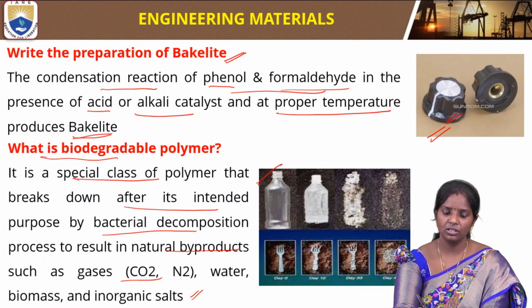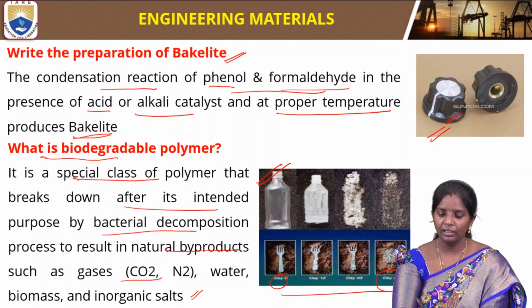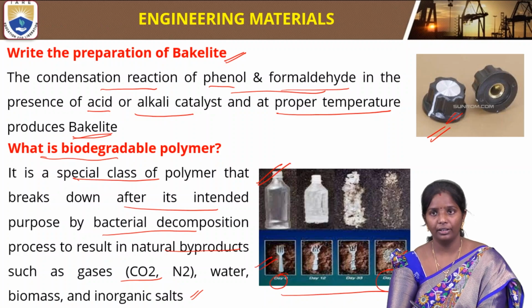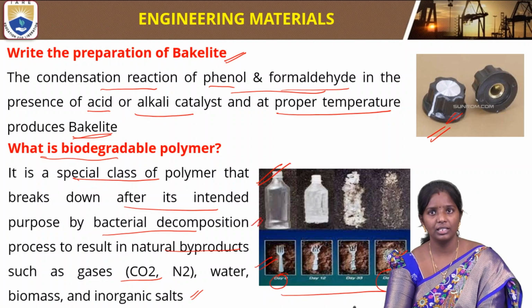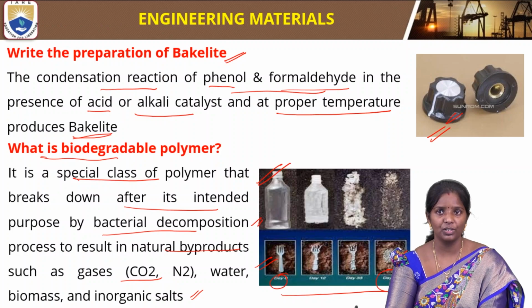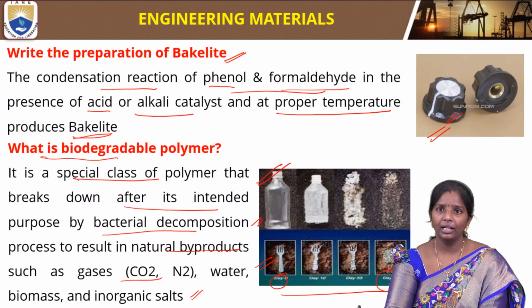So if you see this picture, it is very clear that from day 0 to day 45, the fork is completely degraded and the bottle has also degraded. These are made from biodegradable polymers, so they get degraded into natural byproducts like carbon dioxide, nitrogen, water, salts or biomass. So this comes under biodegradable polymers.